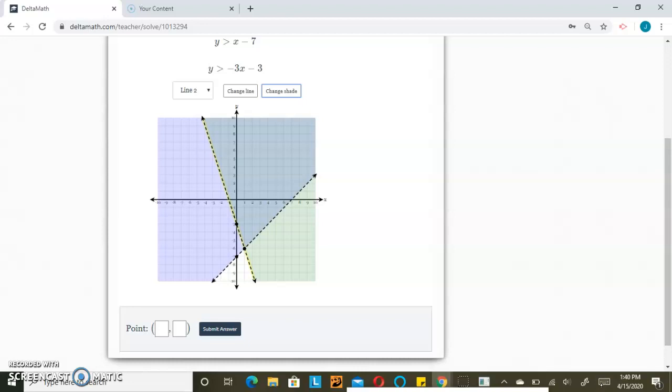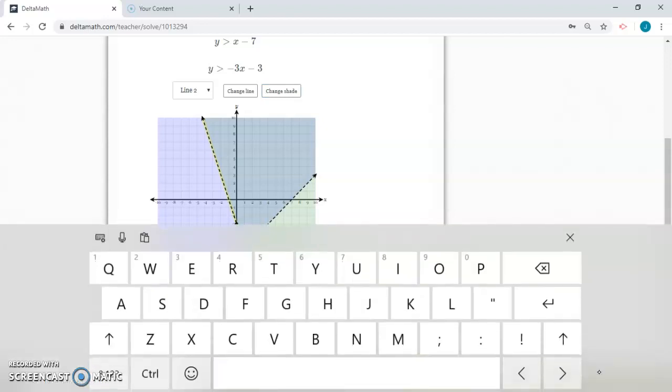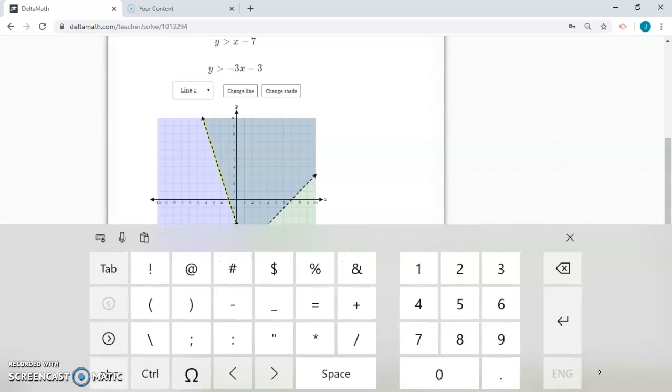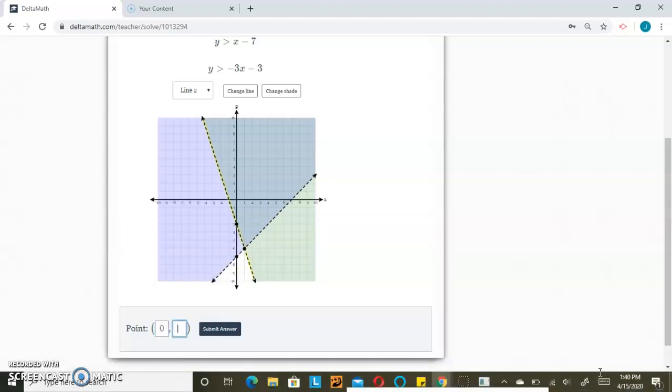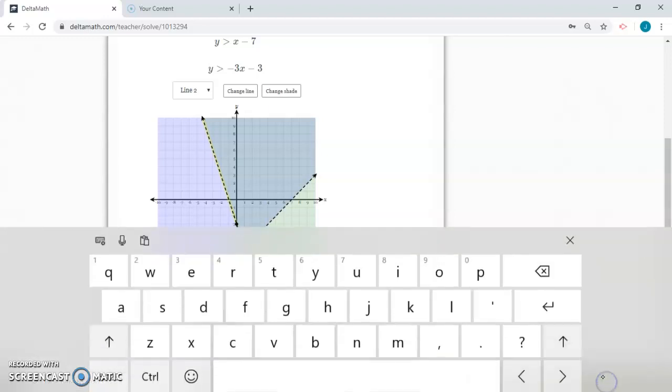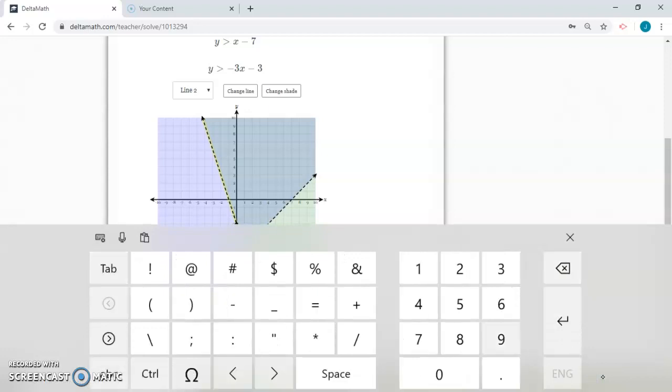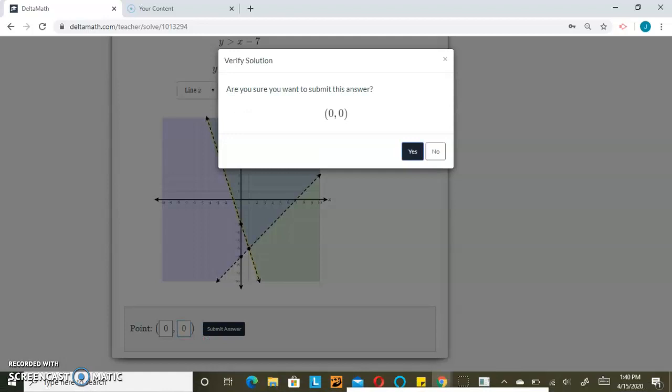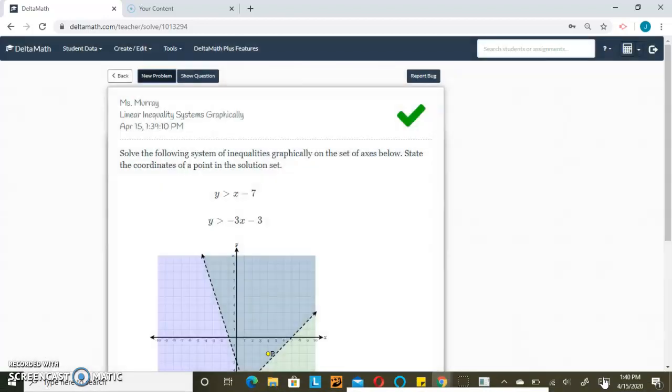So I can pick any point in this region. So I'm going to make my life pretty easy, and the origin is in this overlapping region. So I'm going to pick the point 0, 0. Okay, submit my answer. And again, I got it correct.